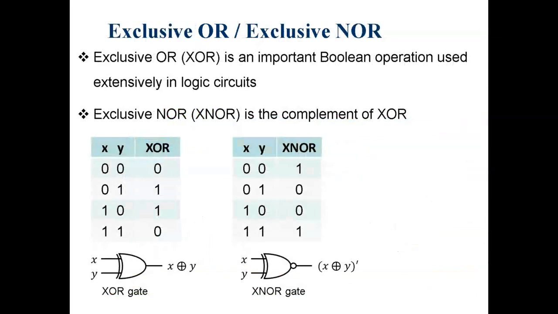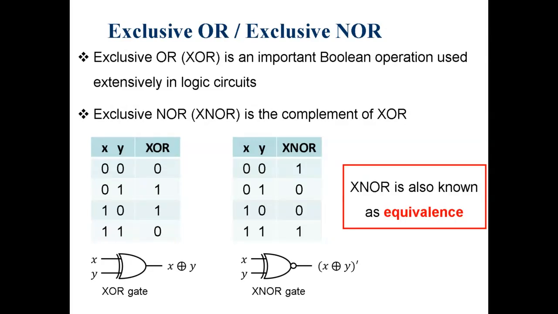Okay, now we want to study some properties of the exclusive OR gate and exclusive NOR gate. The exclusive OR gate is an important Boolean function which is used extensively in Boolean logic. There are two types of gates: one is the exclusive OR gate, and the other is the exclusive NOR gate. This is the truth table. On the left hand side is the truth table of the exclusive OR gate, and on the right hand side is the truth table of the exclusive NOR gate. The exclusive NOR gate is also known as an equivalent circuit.